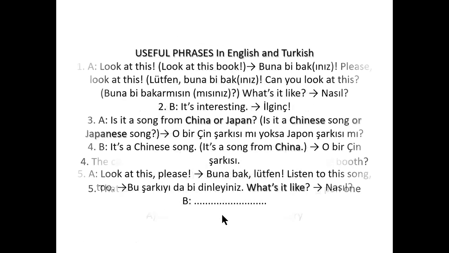Okay, over. Now useful phrases in English and Turkish. The first one, yes, we can use them easily from now on. From today on, we can use the first, the second. Let's take a look at the first expression. Look at this. Look at this book. Yes, please. Can you look at this? Can you look at that one?